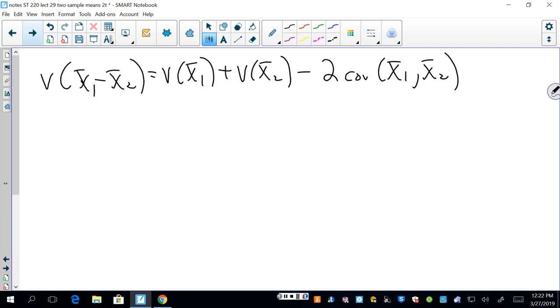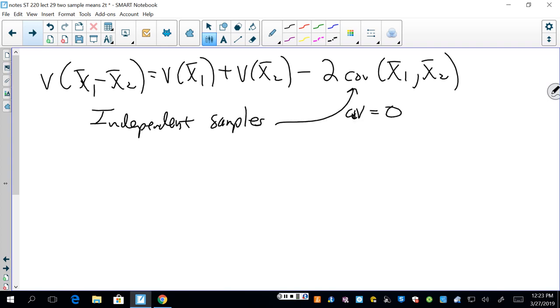That's the general formula. But if we have two independent samples, they're not matched, they're not correlated, then the covariance is just 0, and that goes away. The variance of an average should be the first variance over n1 and the second group, the variance over n2.